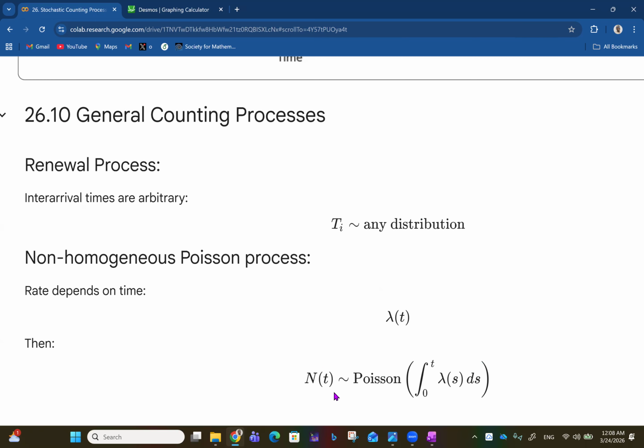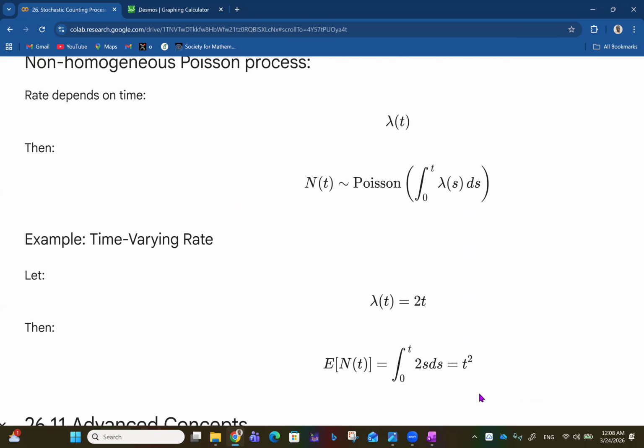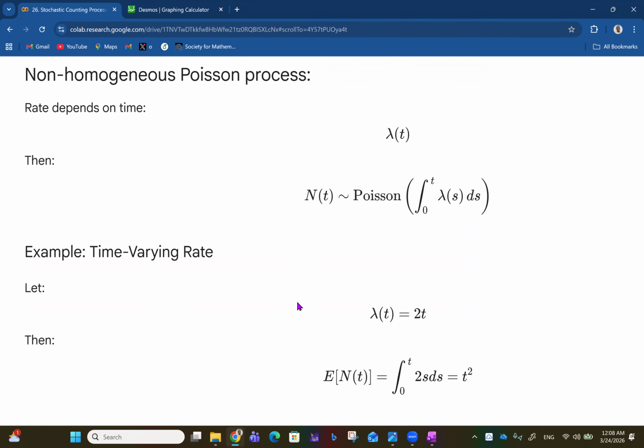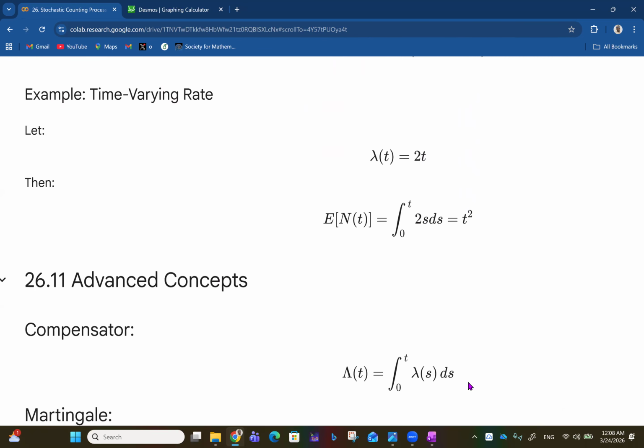In that case, N of t follows a Poisson distribution with parameter the integral from 0 to t of lambda(s) ds. So we have an example of time-varying rates. If lambda of t is 2t, for instance, then the expected value of N of t will be the integral from 0 to t of 2s ds, which is going to be t squared.